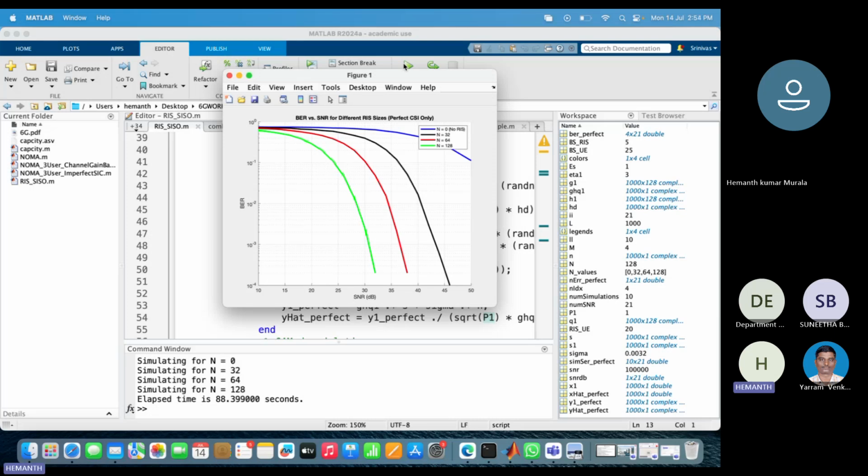If the IRS is doubled, what happened? The IRS number of elements is increasing, then what happened? SNR will be enhanced, so BER will be decreasing. From this example, you can observe clearly. So N, the number of reflecting elements, is increasing, then your SNR will be enhanced. And if your SNR is enhanced, it means the bit error rate will be decreasing.